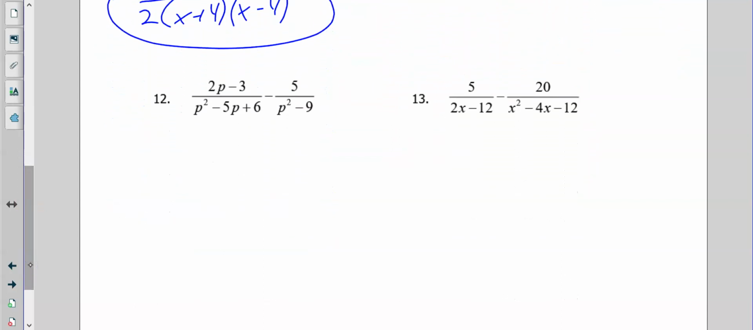Okay, last 2. On this left one, we're going to factor into 2. We need 2 numbers that multiply to give us 6 that add this time to 5. Well, that's 3 and 2. And they're both going to be negative. Over here, we have easy difference of squares.